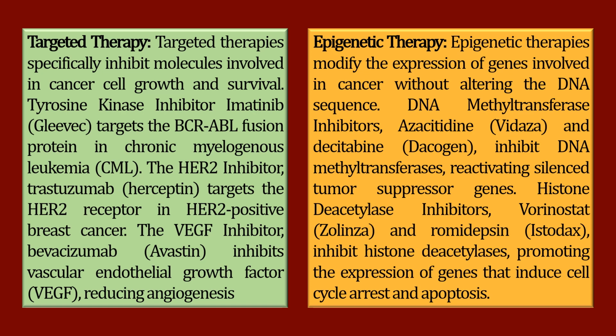Targeted therapies specifically inhibit molecules involved in cancer cell growth and survival. Tyrosine kinase inhibitor: Imatinib targets the BCR-ABL fusion protein in chronic myelogenous leukemia. The HER2 inhibitor: Trastuzumab targets the HER2 receptor in HER2-positive breast cancer. The VEGF inhibitor: Bevacizumab inhibits vascular endothelial growth factor, reducing angiogenesis.